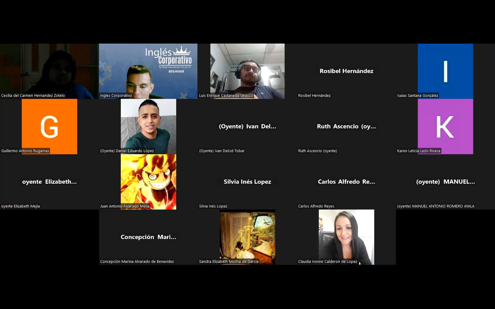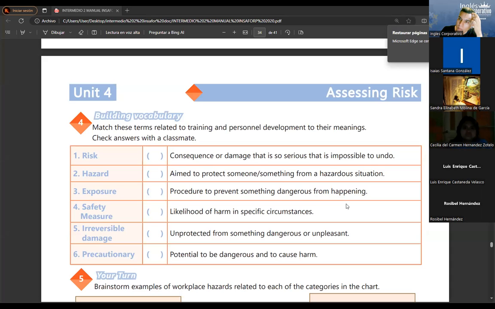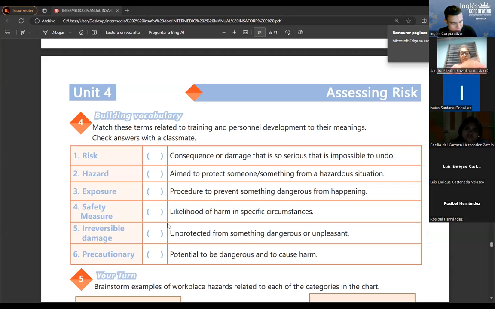I'm going to project the manual. Let me know if you can see it, please. Can you see the manual? Yes. Good. It says: match these terms related to training and personnel development to their meaning. Check answers with a classmate.